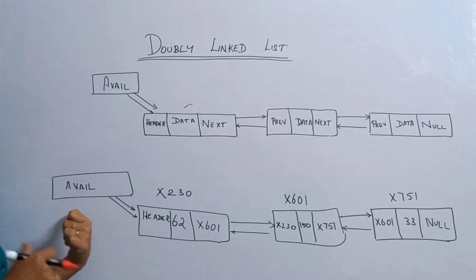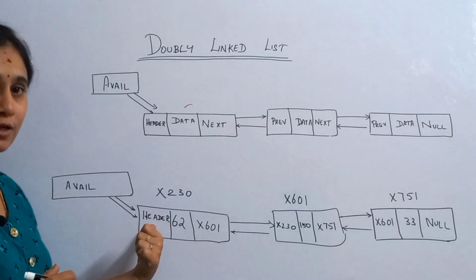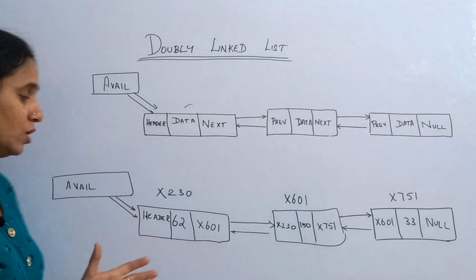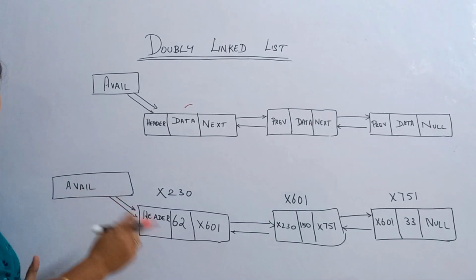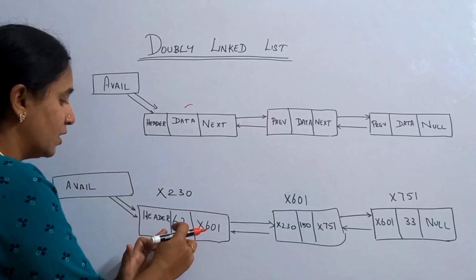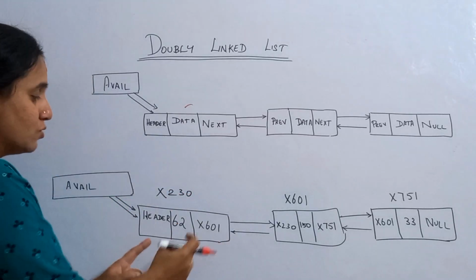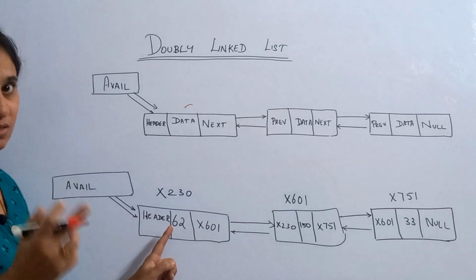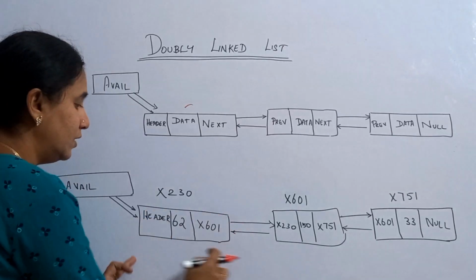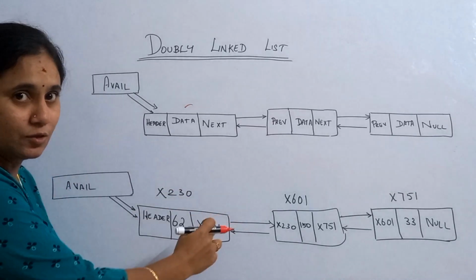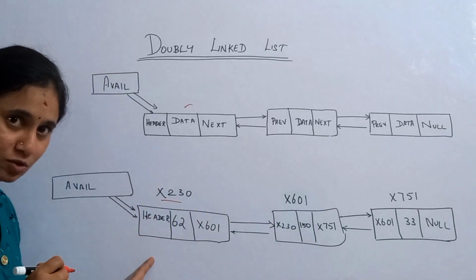This is avail, you can understand this. This is the header node because this is the starting node. We are linking with available nodes. This is my front node. This first node is holding the value 62, and it is present in the location x230. This is the address of this particular node.